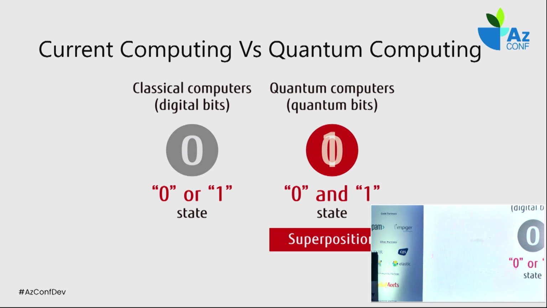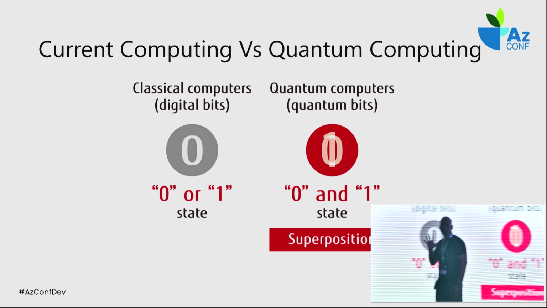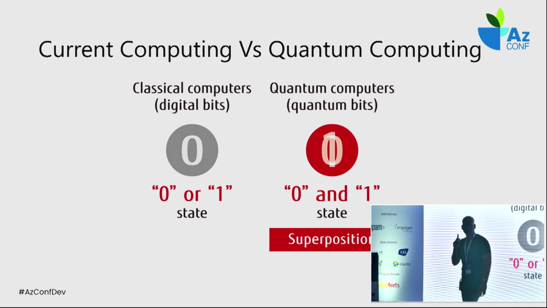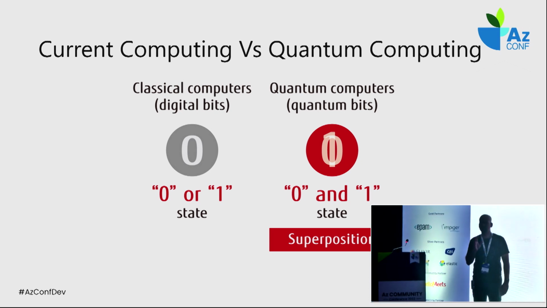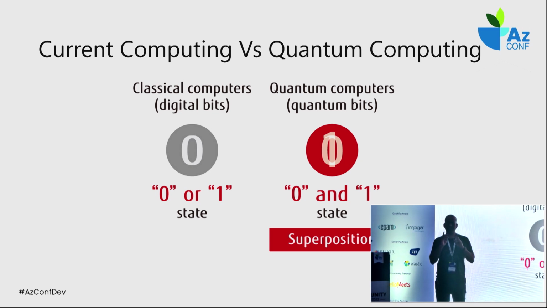Superposition is that the value can be 1 or 0. Now, if I can save 1 or 0, how many values can I save in a qubit? The value can be 1 and 0, right? So how many states can I save? Both 1 and 0.